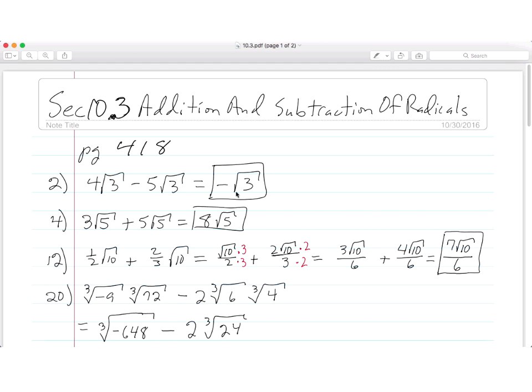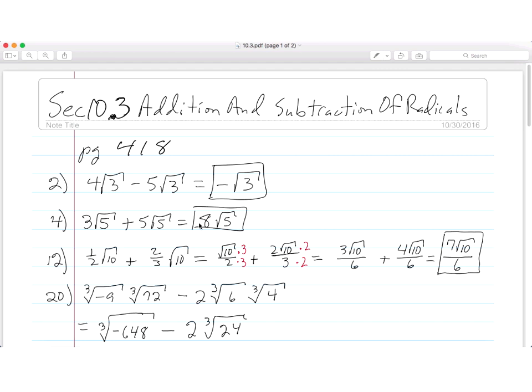Let me do problem number 4. 3 rad 5 plus 5 rad 5. Well, 3 bananas plus 5 bananas is 8 bananas. And so 3 rad 5 plus 5 rad 5 is 8 rad 5.